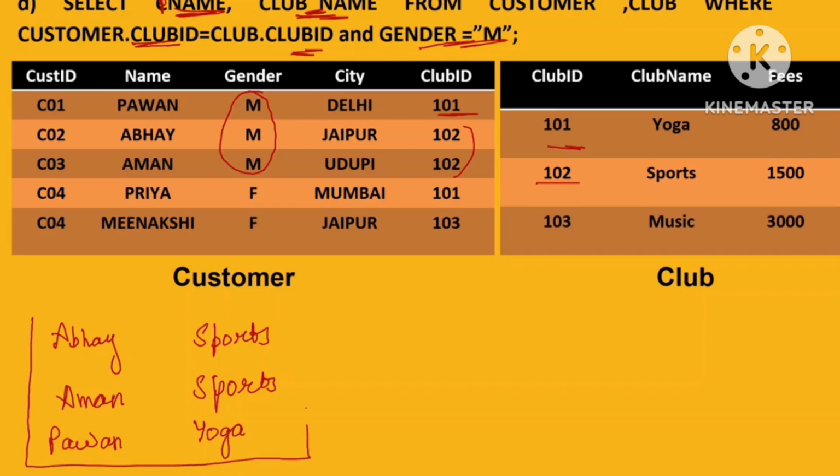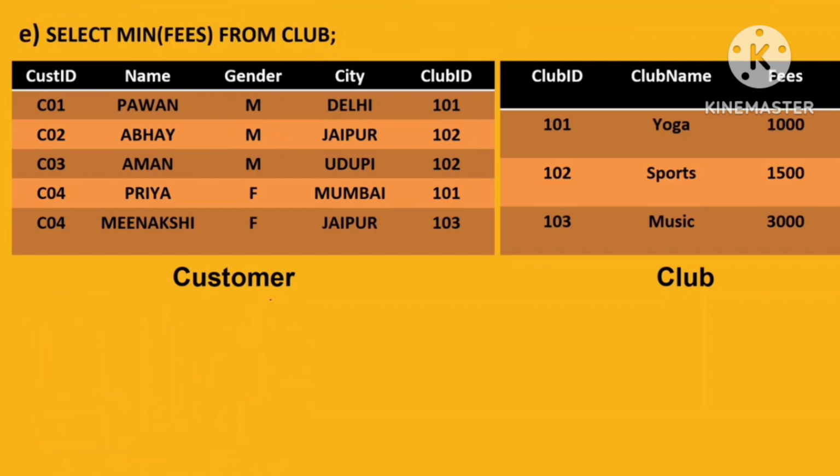Now the next question will be select min fees from the club. So minimum fees from the second table, only one data is required. So minimum fees how much is? That is 1000. So 1000 will be the answer.